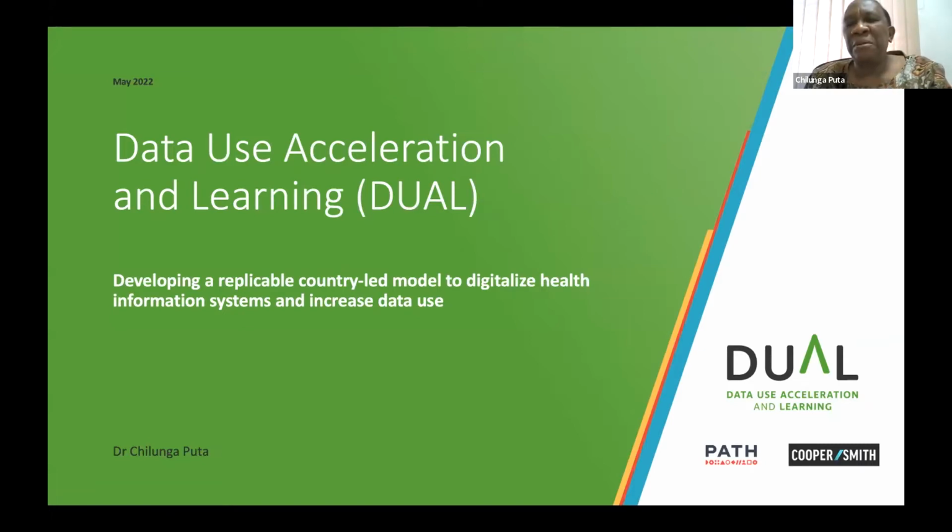First of all, I just want to thank the AN Governing Council and the Secretariat for giving us this opportunity to share some of our learnings from the data use acceleration and learning studies. The idea is to develop a replicable country-led model to digitalize health information systems and to increase data use.